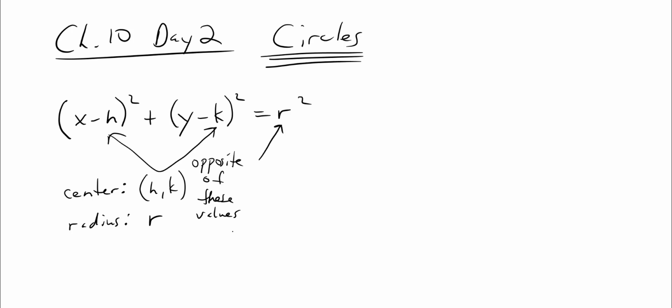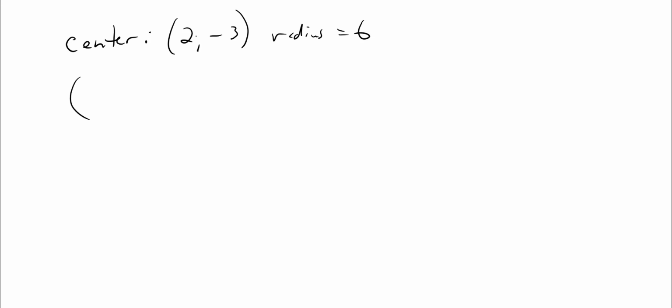So let's just get started. Let's actually write an equation given some information about this. So if I give you the center is (2, -3), and I tell you that my radius is equal to 6. It's really simple, guys. This is, of course, your x and your y points, x coordinate and y coordinate.